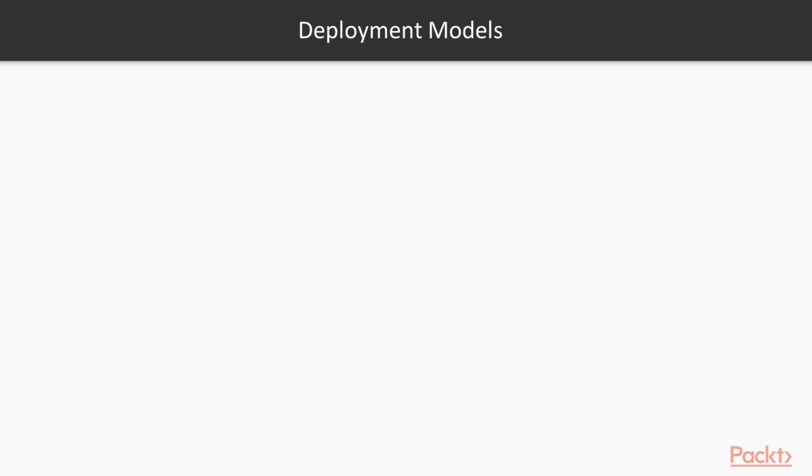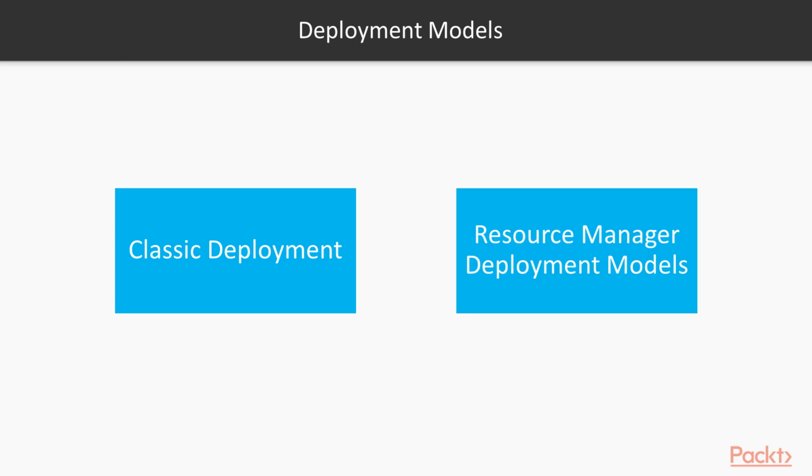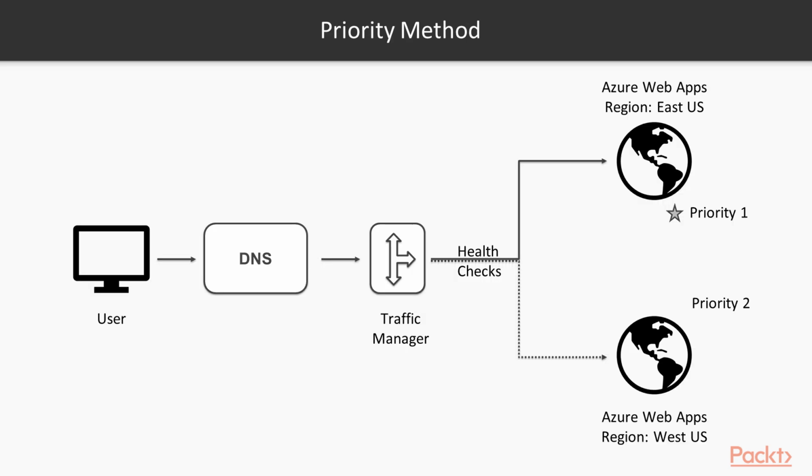Now, there are 2 different deployment models in Microsoft Azure: the classic deployment and resource management deployment models. Microsoft Azure Traffic Manager uses different terminology for traffic routing methods, known as the load balancing method in the classic deployment model. The first routing method is the priority method, also called the failover method. You can select the priority or failover method for traffic routing when you need resources in a specific region to serve all the traffic and only use other endpoints if the main endpoint is unavailable.